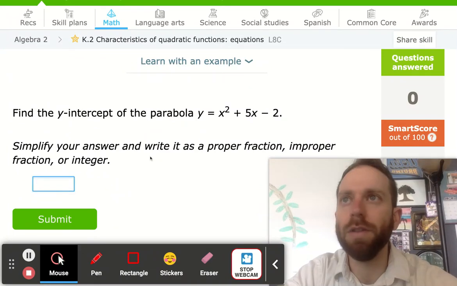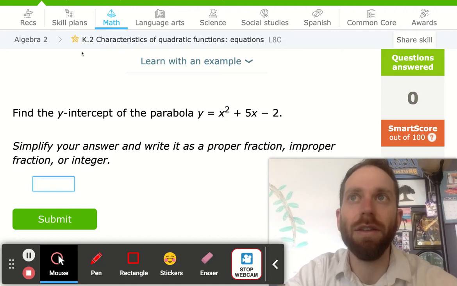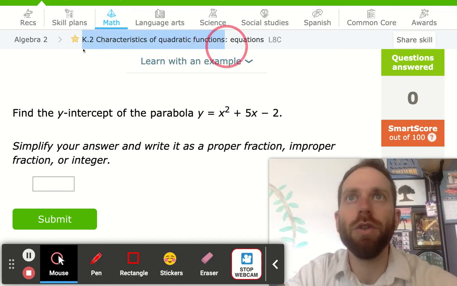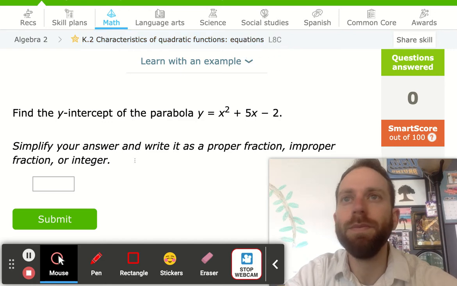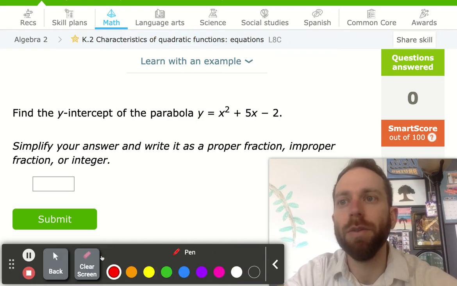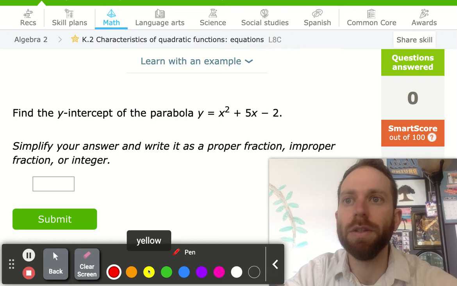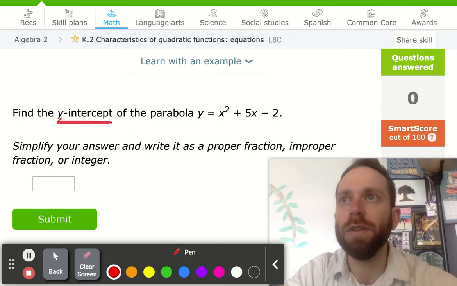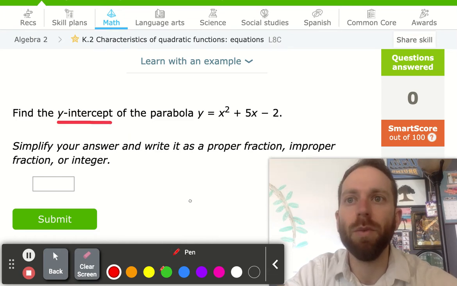Hello. In this video, I'm going to review some of the concepts for Algebra 2 IXL scale K2, characteristics of quadratic functions, equations. All right, so you're going to be asked to do a few different things in this scale. One thing is find the y-intercept. When you're finding the y-intercept, what they're really asking you is what's the c value, or the constant of this function. So in this case, the constant is -2.